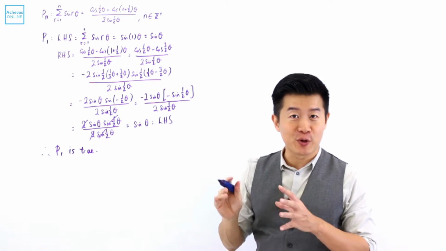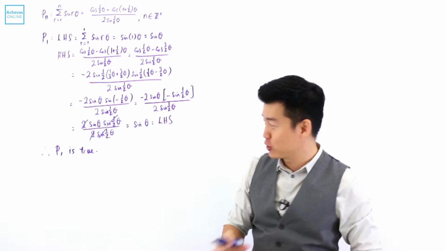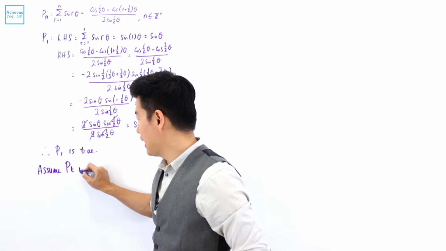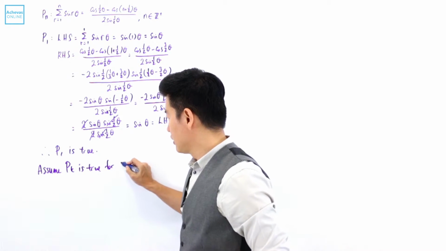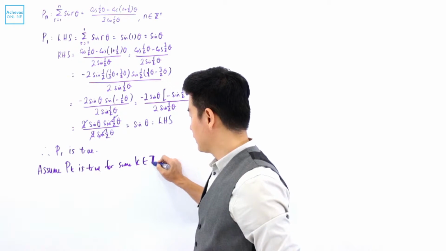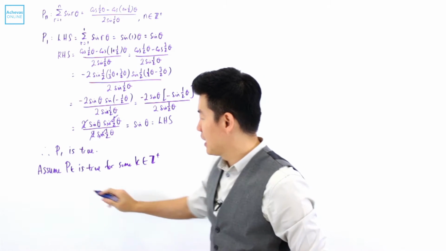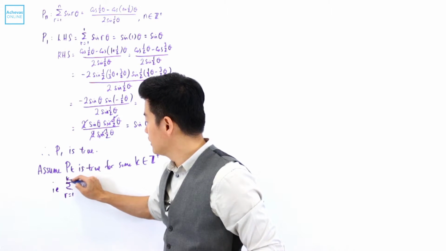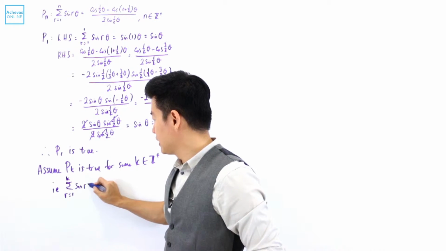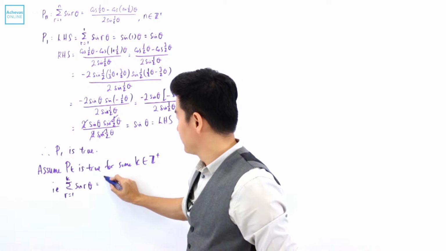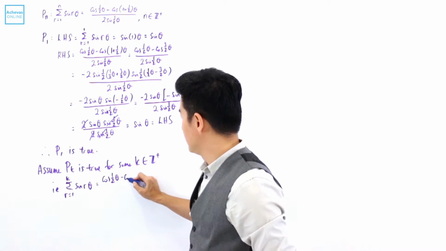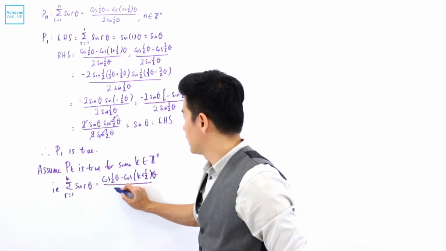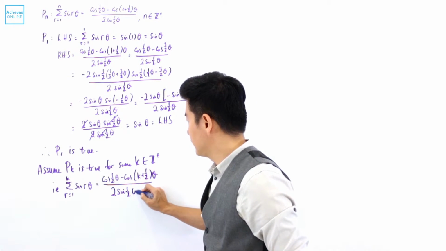And since P1 is true, I'm going to make an assumption. I'm going to assume that Pk is true. So let me write it down here. I'm going to assume that Pk is true for some k that will also belong to a positive integer, which means that I'm assuming that the summation of r equal to 1 to k of sine r theta is going to be equal to cosine half theta minus cosine k plus half theta divided by 2 sine half theta.